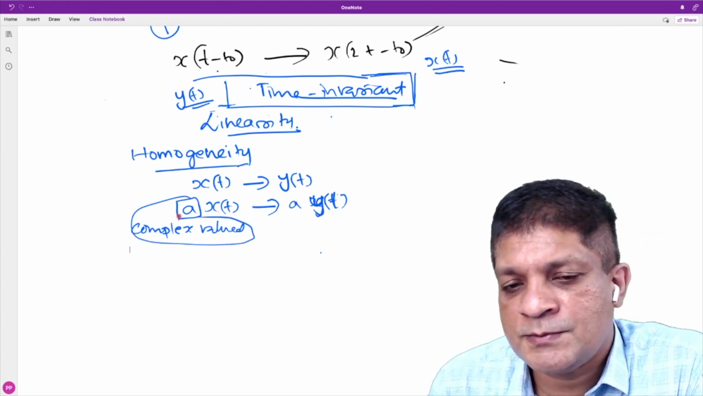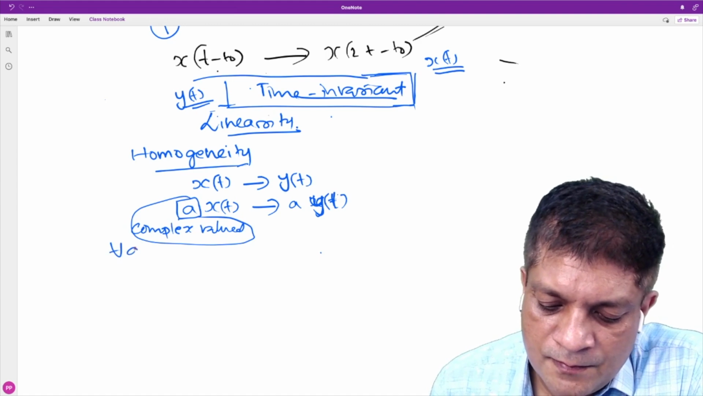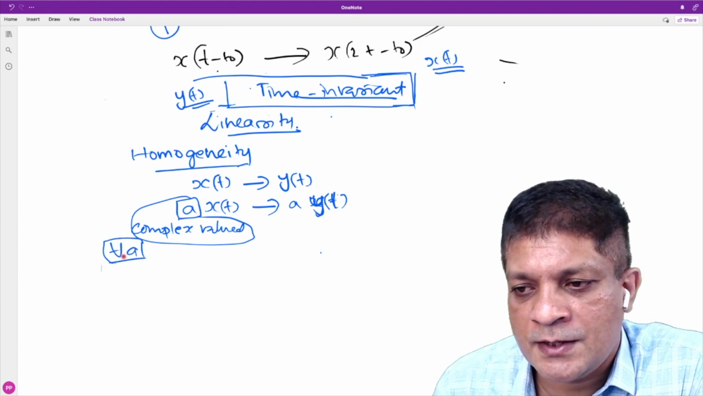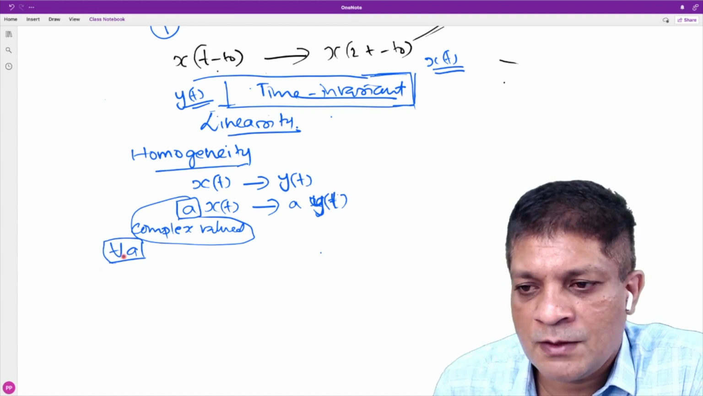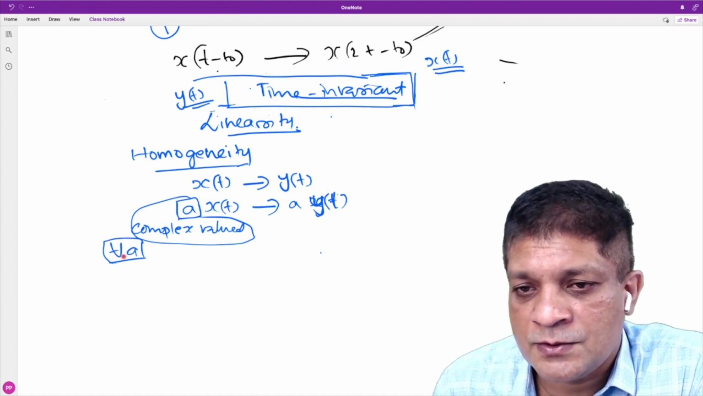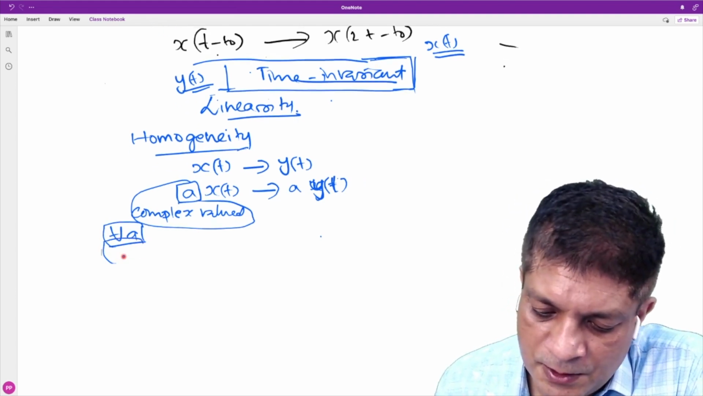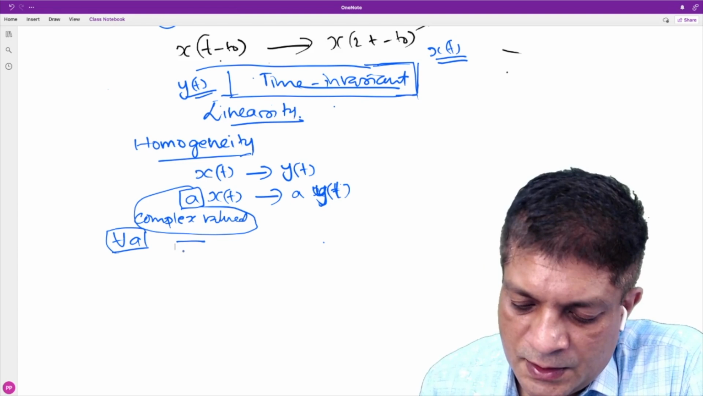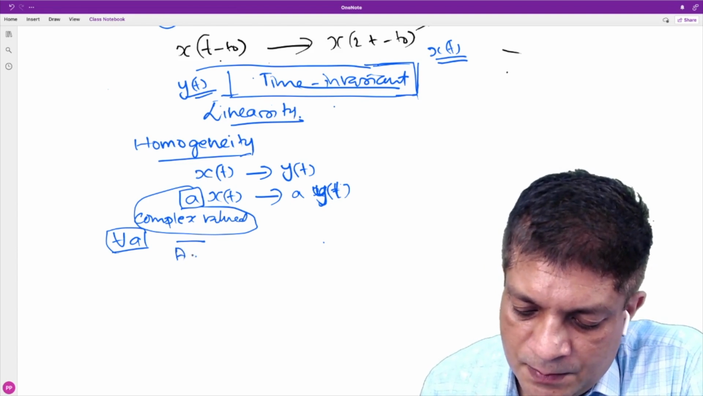and this condition must be satisfied for all a. If this condition is violated for at least some value of a, then the system is not homogeneous. That is the homogeneity property. And the second condition for linearity is the additivity property.